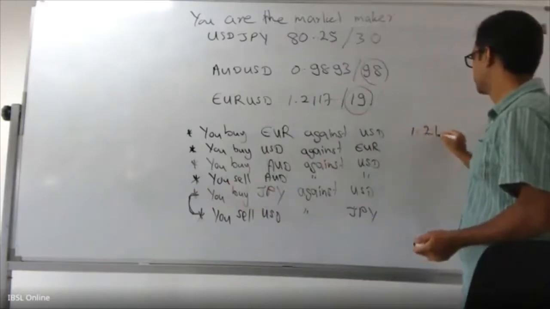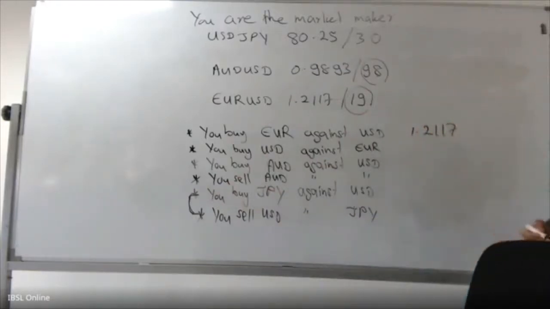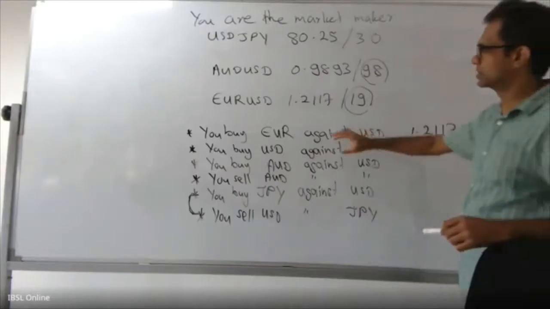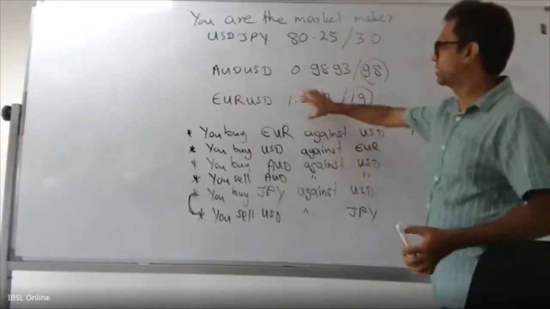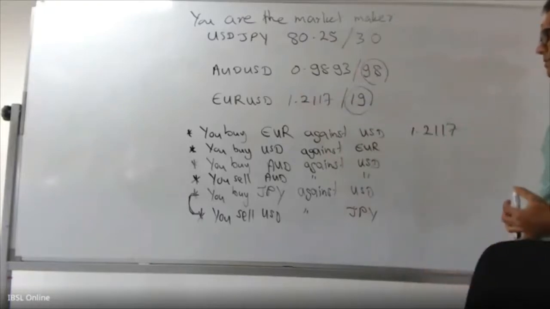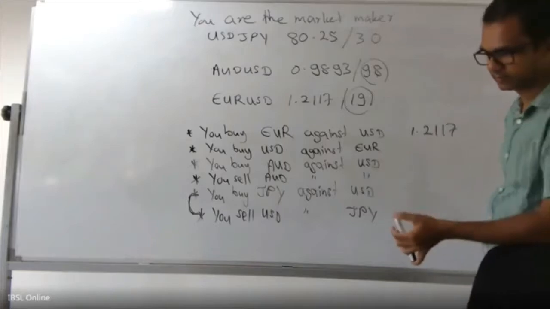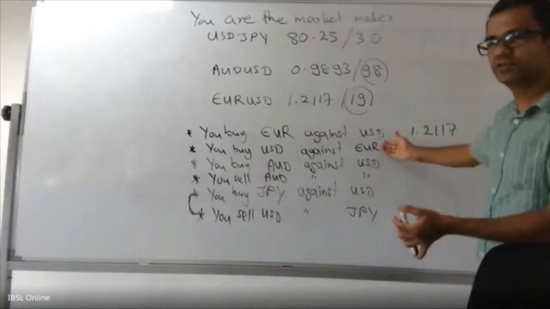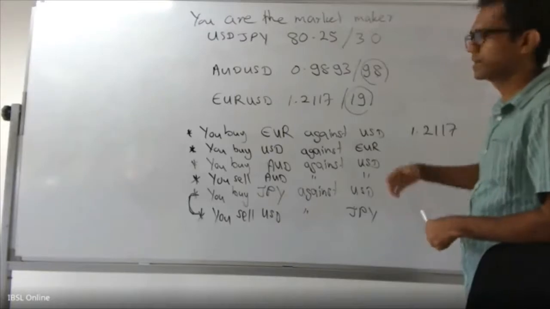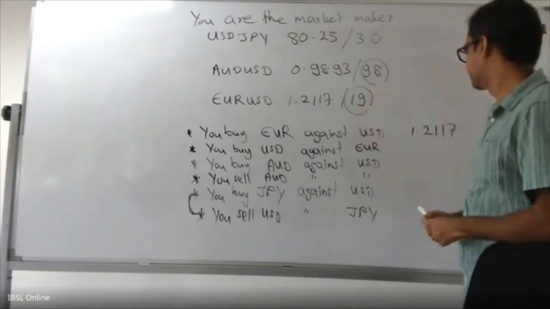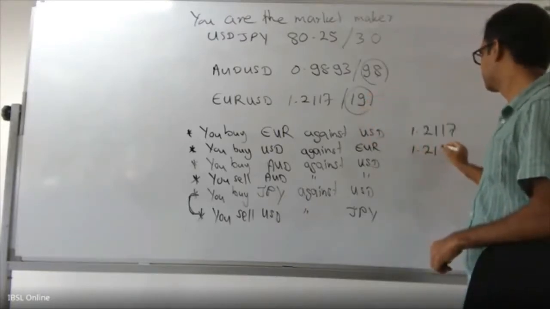Because euro is the base currency, as a market maker, you buy it at the bid. You buy dollar against euro, which means you are selling euro. You sell euro, the base currency, at the highest rate. That means the offer, 1.2119.